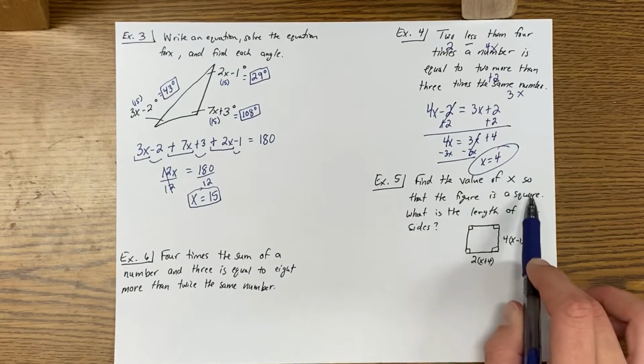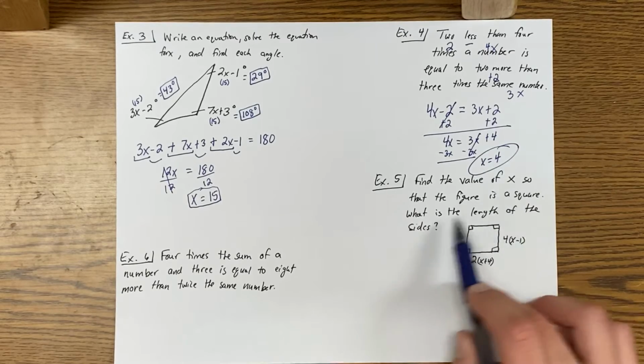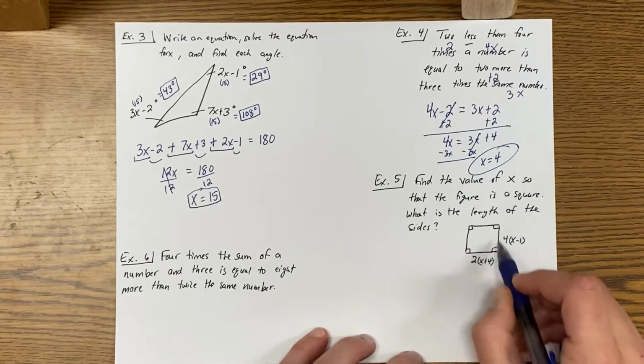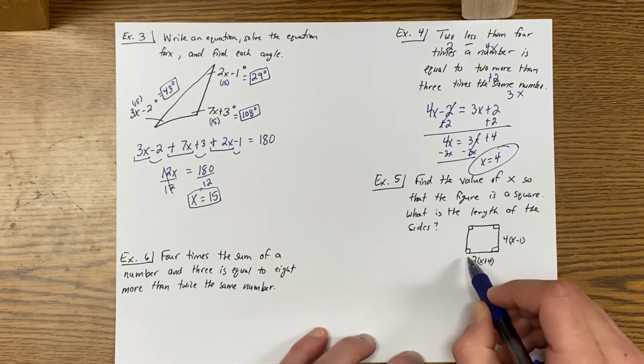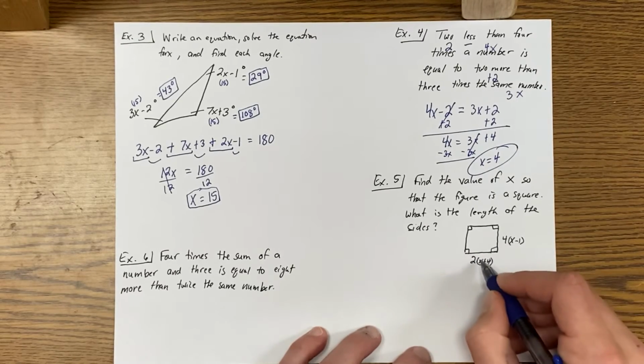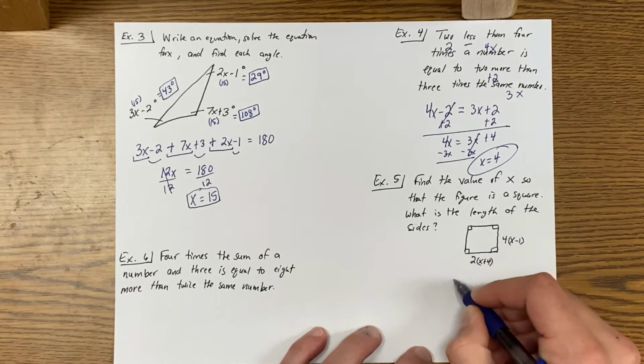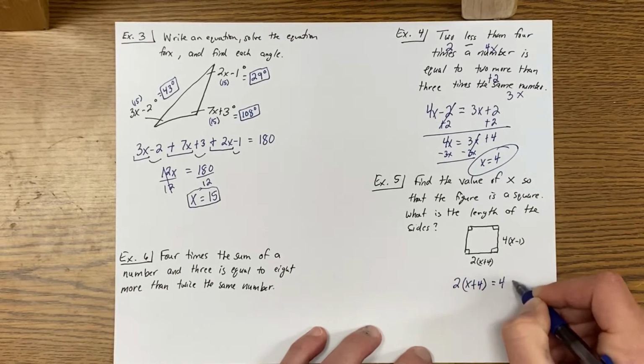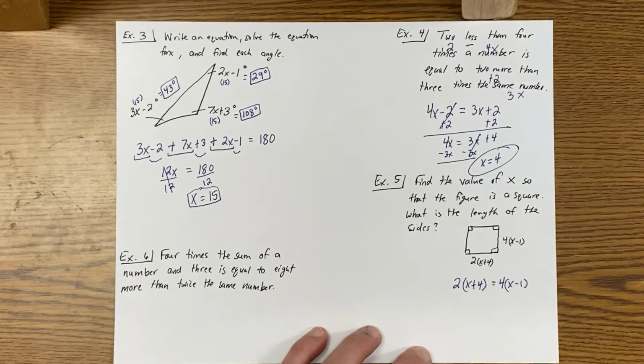Moving down here, number 5. Find the value of x so that the figure is a square. What is the length of the sides? So we got to find x, then we have to find what each side is equal to. And since it's a square, once we find both sides, it should give us the same thing. All right, so for this to be a square, all the sides have to be equal, right? So I could take this expression and put it equal to that one. 2x plus 4 is equal to 4 times x minus 1.